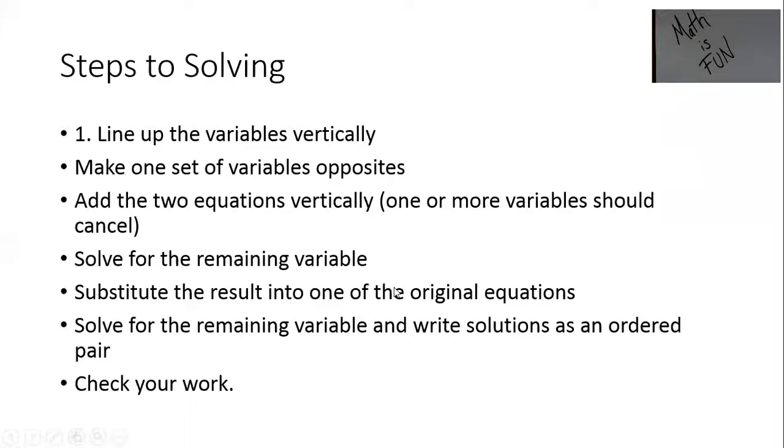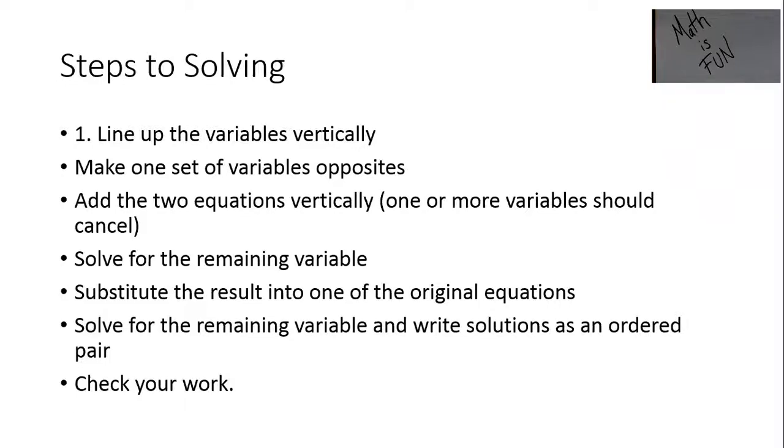So the steps to solving systems of equations with elimination. First thing you want to do is make sure everything lines up vertically. So you're going to line your variables up, x over x, y over y, constant over constant, or whatever variables you have. Make sure they line up vertically. After that, we're going to make one set of variables, so either the x's or the y's, opposites from one another. That way, in step 3, when we add the two equations vertically, one or more of the variables will cancel out. They'll eliminate each other.